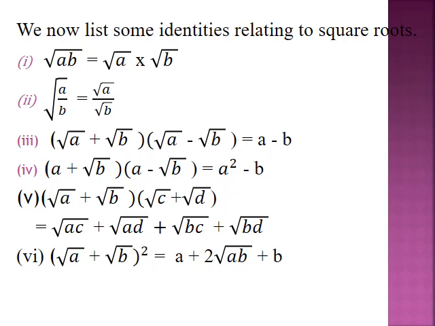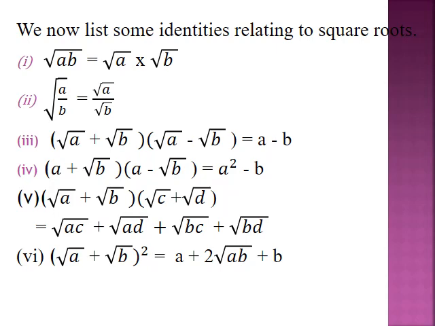So here are the identities related to square roots only. The first identity is square root of ab equals square root of a into square root of b. Individually, you have to write it. Then square root of a upon b equals square root of a upon square root of b. Then in the third, (root a plus root b) into (root a minus root b) equals a minus b.